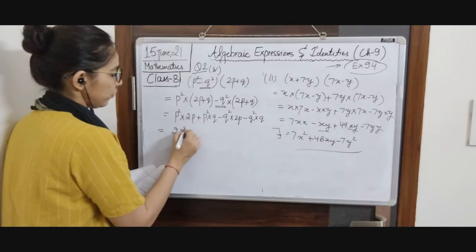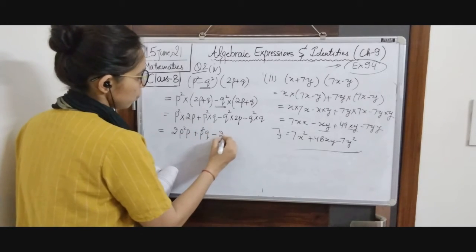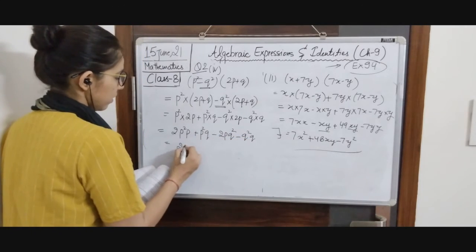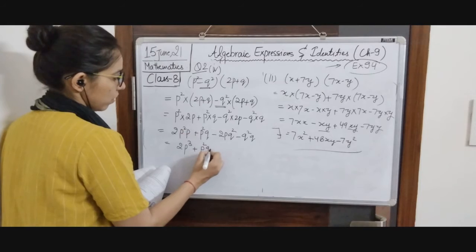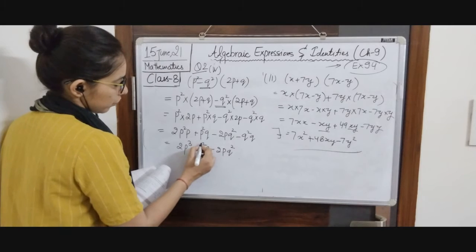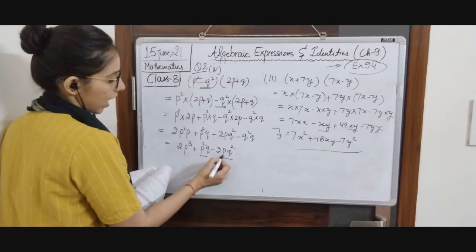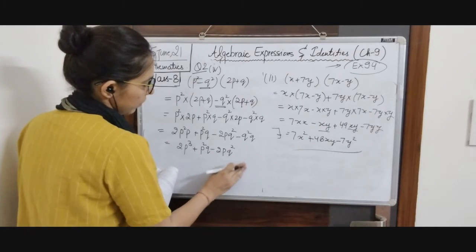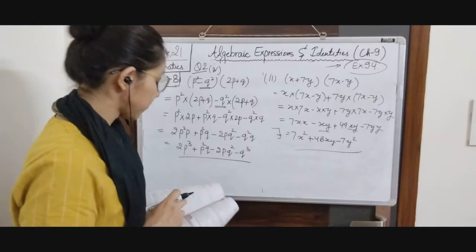It is going to be 2p square p plus p square q minus 2pq square minus q square q. Now p square into 2p is going to be 2p cube, plus p square q, minus 2pq square. Now look carefully, these are not like terms. In it we have p square q, in it we have pq square. So be a little vigilant while performing calculation on like terms, minus q cube. So this is your answer.